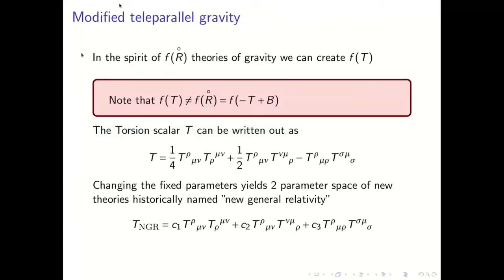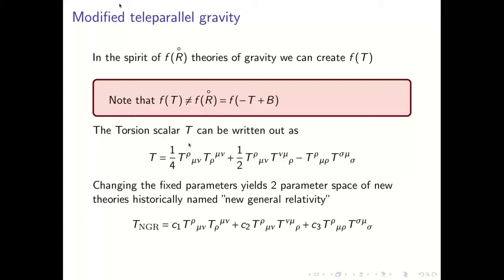Now we consider modified teleparallel gravity theories. Of course, now that we know there are equivalent theories of general relativity and we look at modified gravity, the question arises which theory to modify. If we explore modifying from the starting point of teleparallel gravity, then one can try something like f of T, which is similar to f of R. Note that these theories are not the same, because they differ by a boundary term. When you take a function of a boundary term, it will contribute to the field equation. So we will get physically different theories from f of R by looking at f of T theories.